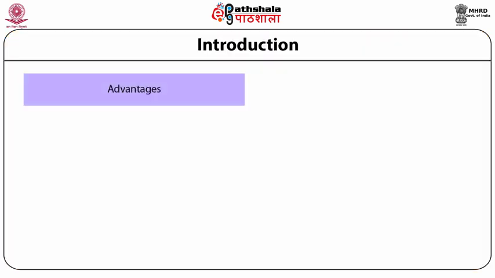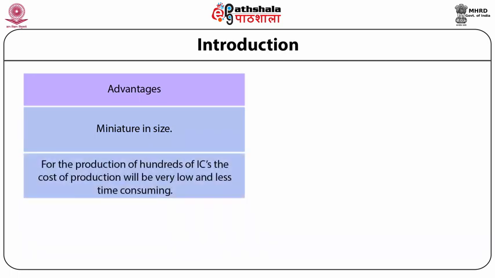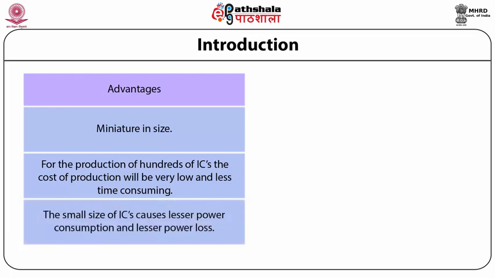Advantages and disadvantages of integrated circuits. Let us first discuss the advantages. It is miniaturized in size. For the production of hundreds of ICs, the cost of production will be very low and less time consuming. The small size of ICs causes lesser power consumption and lesser power loss.